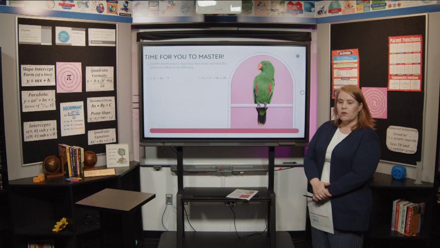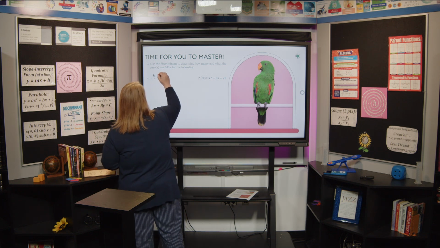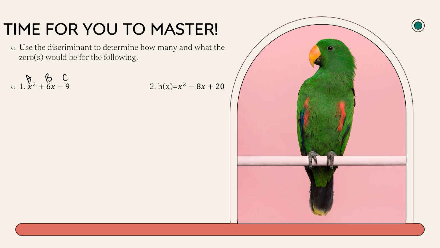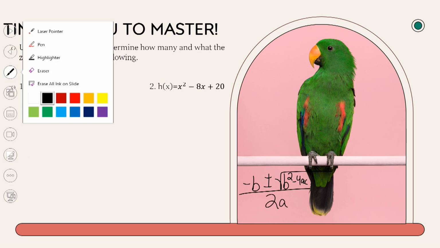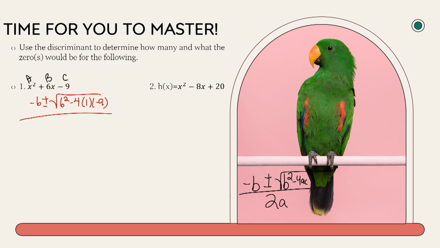All right, so let's see what Mr. Bird got. I'm going to go ahead and label these A, B, and C. I'm going to write opposite of B plus or minus the square root of B squared minus 4AC, all over 2A. And then I'm going to do this in a different color. So I've got negative 6 plus or minus the square root of 6 squared minus 4 times A times C, that's a 9, all over 2 times 1 is 2.